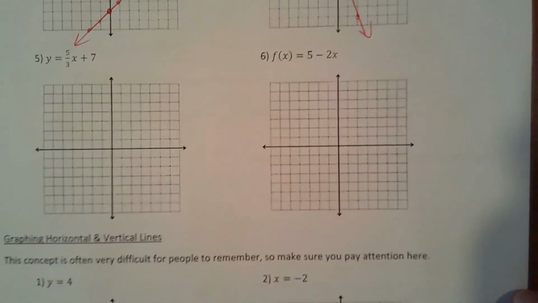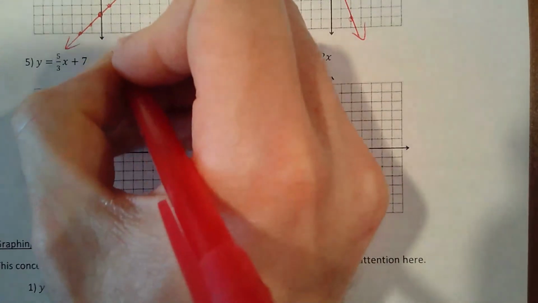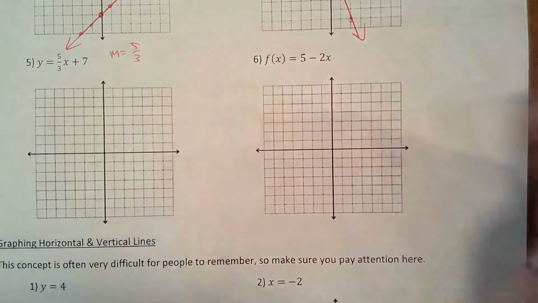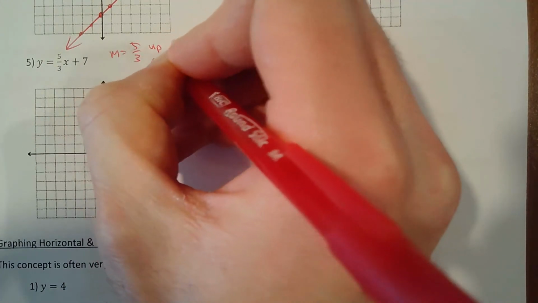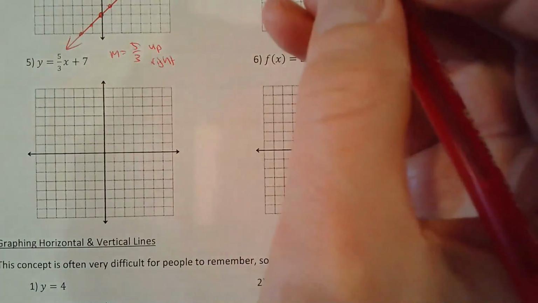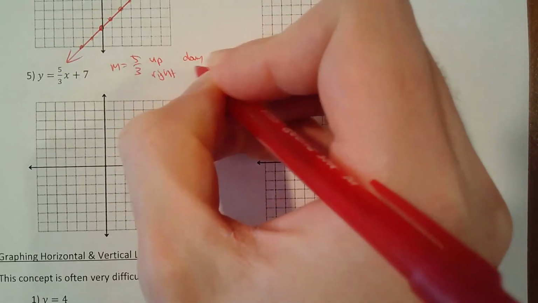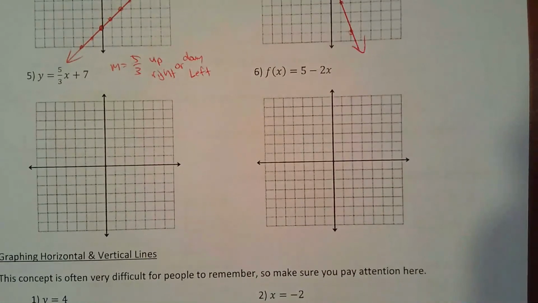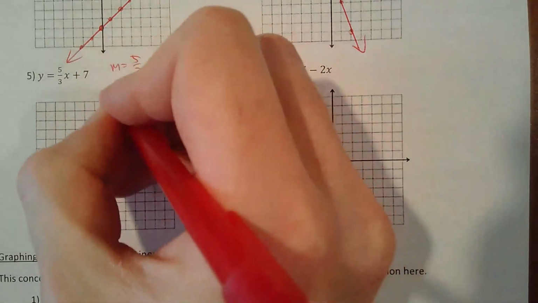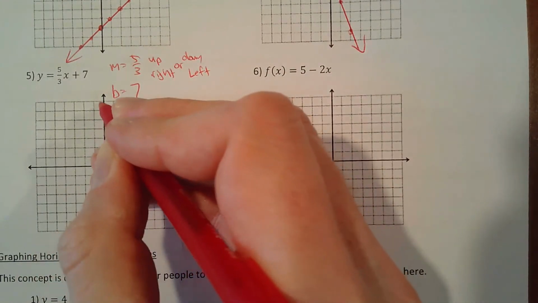Let's see, next guy, number 5. I've got a slope of 5/3. They're both positive, so up and right. If something goes wrong and I can't go up anymore, I could also go down and left. Okay, I could go either way with that. And then my y-intercept is 7. So I'm going to go up to 7. 1, 2, 3, 4, 5, 6, 7.